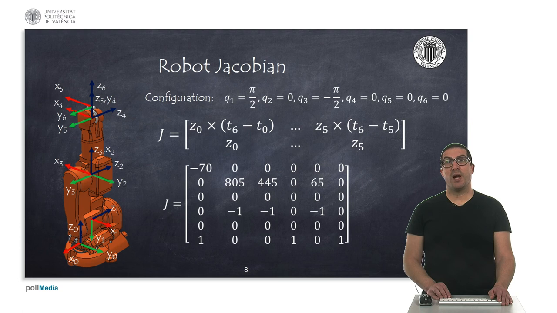Once all these vectors are known, then we can proceed to compute the Jacobian of the robot using the expressions shown. In this case, because all joints are revolute joints. Remember that if we had a prismatic joint, the corresponding column would just include the z vector for the linear component and a vector with zeros for the angular velocity component. For this particular configuration and robot, the resulting Jacobian is the one shown here, with the numerical values that I'm showing. Now, we are going to analyze this actual result.